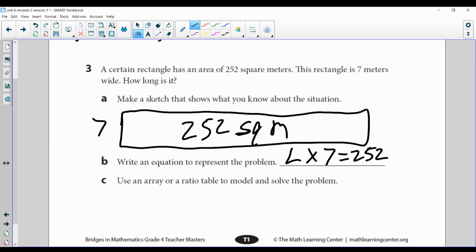And on the next page here, I'm going to show you some of the strategies that we can use. So I want you right now to try using an array or ratio table to solve this problem. So if you're in the classroom right now, this would be your opportunity to practice with a partner or on your own while the teacher is walking around. So I want you to be doing that for yourself. You can pause the video at this time.